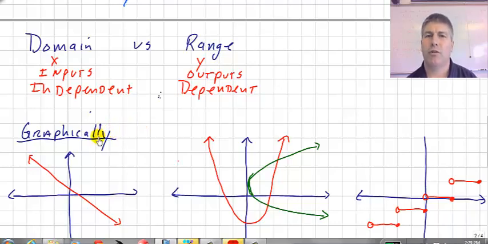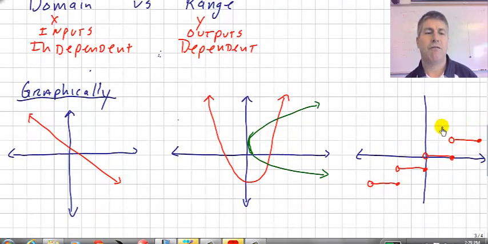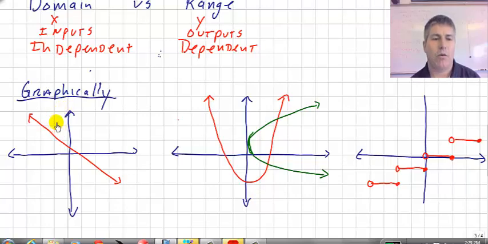But generally for domain and range, we look at what is the domain. We say what are our valid inputs, or what are our possible outputs. So listed here are a couple of different kinds of graphs, okay, on the Cartesian plane. And we want to look at this and ask ourselves, what are the valid inputs? What are the valid x's here?